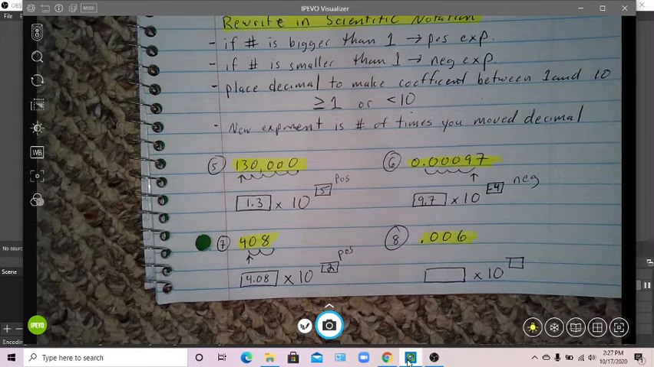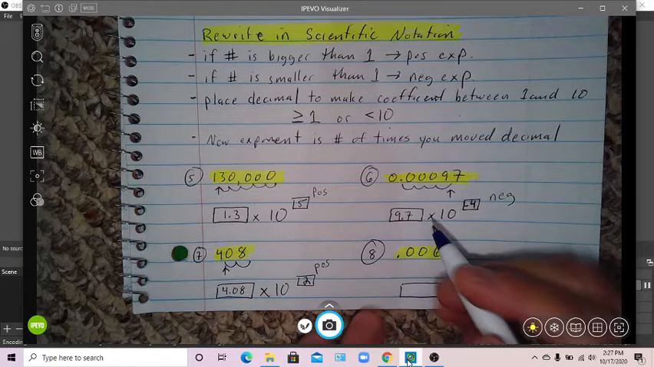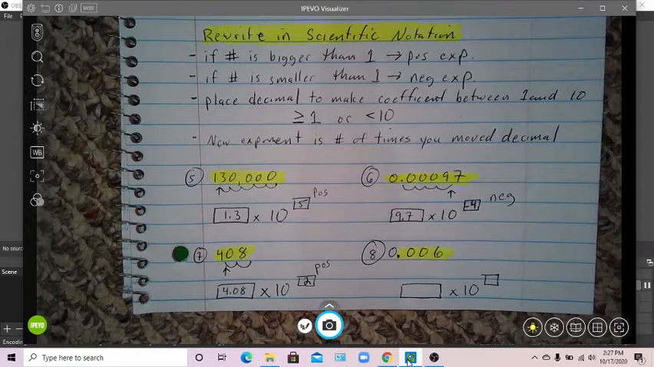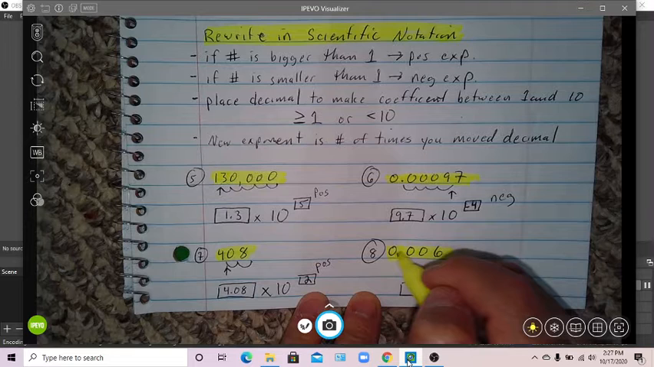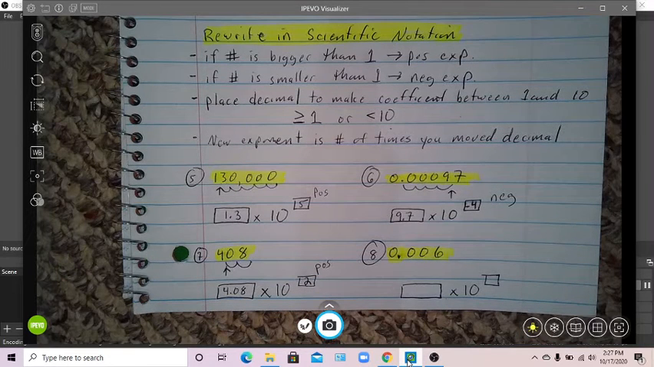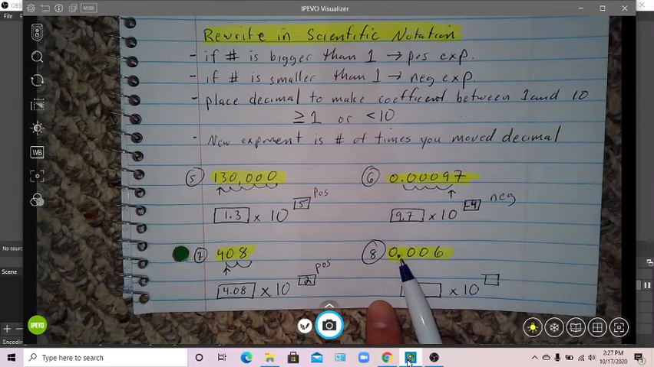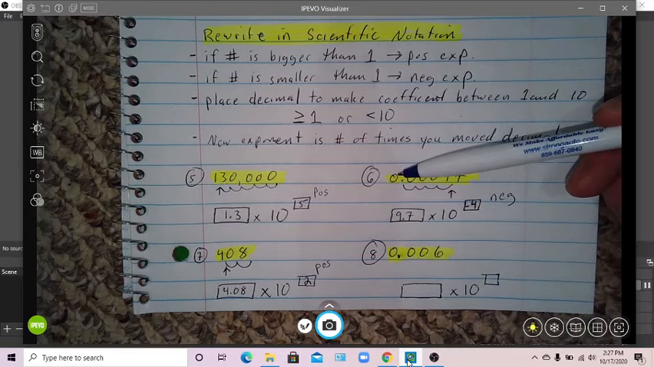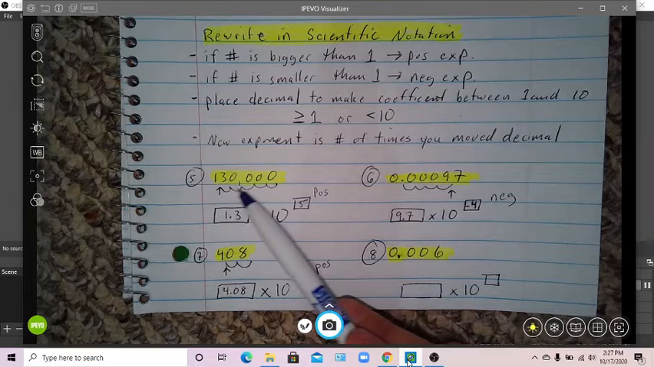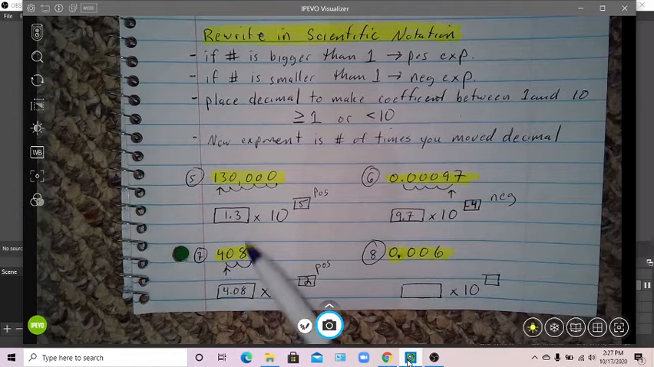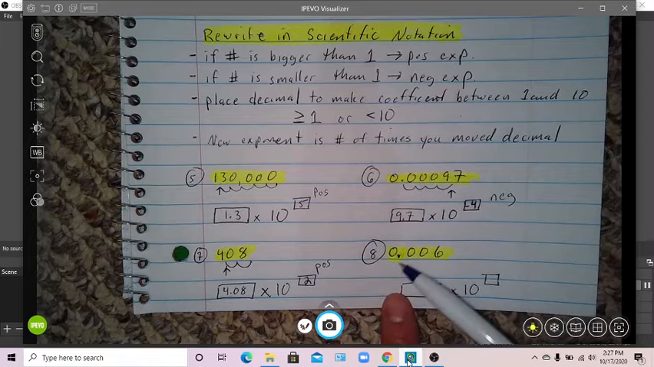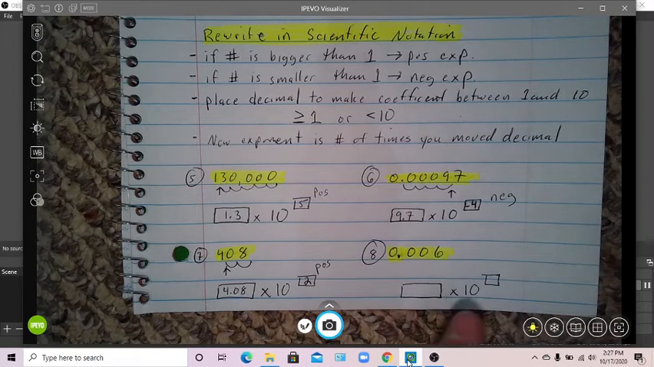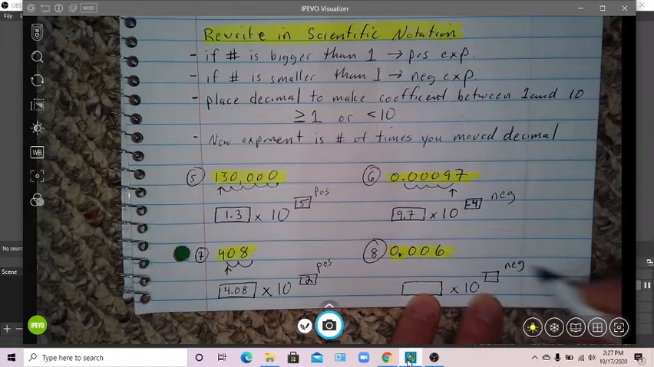So I need to now figure out, is this number bigger than 1 or smaller than 1? This should be what IXL will have, 0.006. Same thing, but I just want to make sure you see exactly what you'll see on IXL. So this number is 0 point something. So this number is smaller than 1. Just like in number 6, it was smaller than 1. Number 5, it was 130,000. This was 408. Those numbers were bigger than 1. Those were positive. This is 0.006. Smaller than 1. This will be a negative exponent.